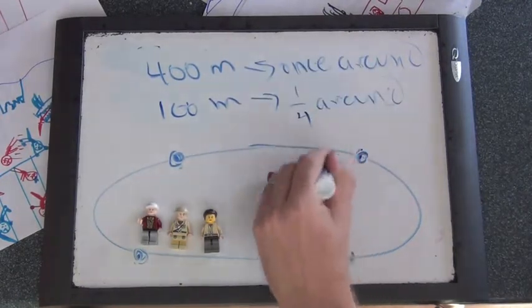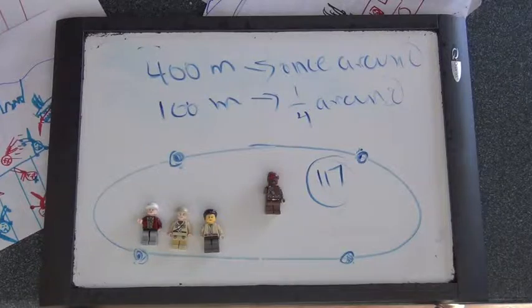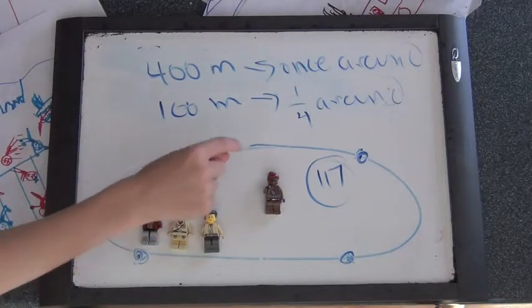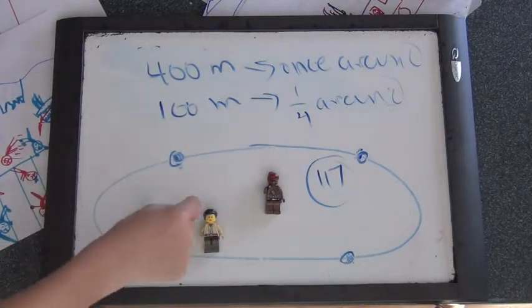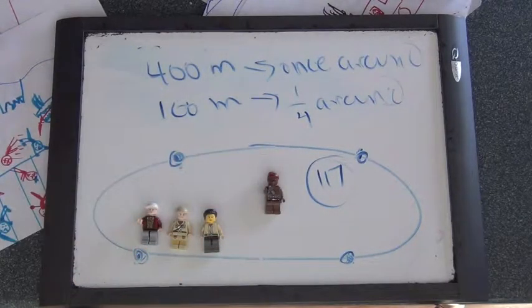Okay, and so going in between the numbers took 117 steps. So how are we going to figure out how many steps it takes to go once around? Well, we can multiply 117 by 4. Okay, so what's that going to be? Do you know how to do that?